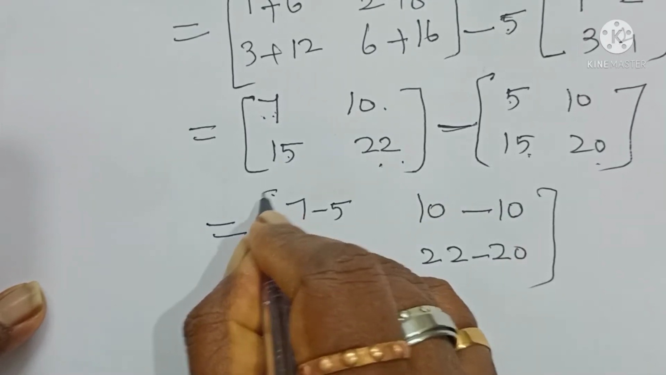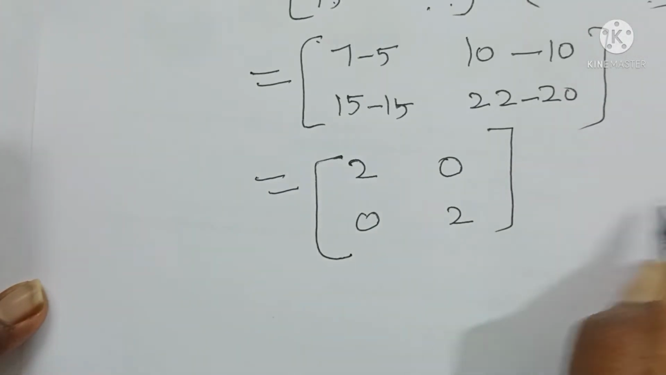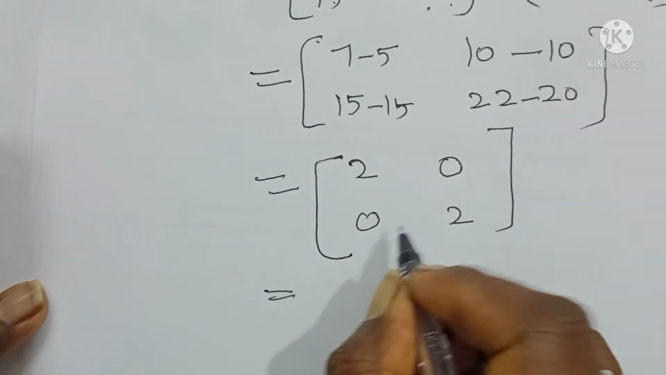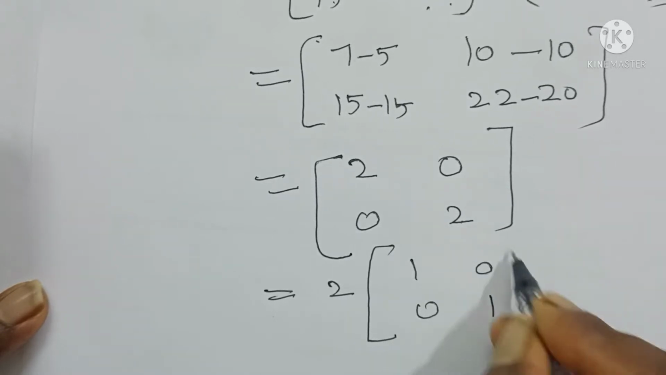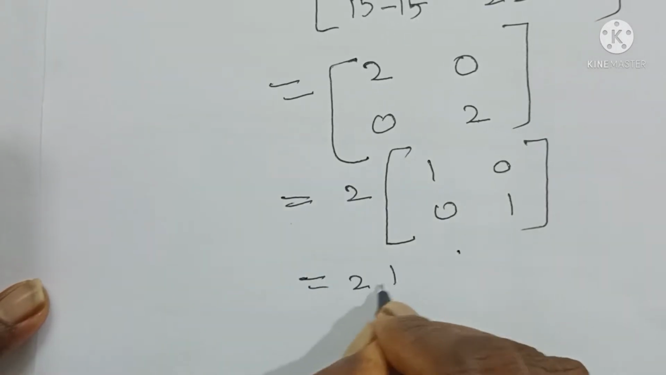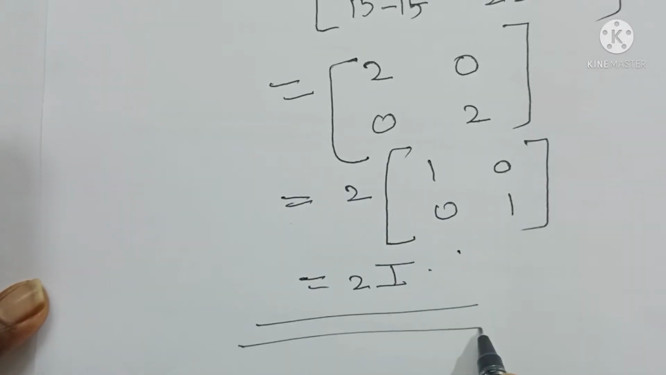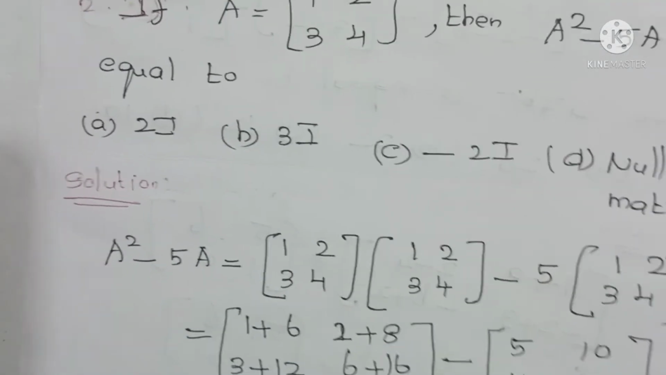20. So what is 7 minus 5? 2. 10 minus 10, 0. Here 0, here 2. But the answer they have given is in 2I, 3I like this. So you have to take this 2 outside. So 1, 0, 0, 1. This is I, correct, the identity matrix. So 2I. So what is the answer? 2I. So option A is the correct answer.